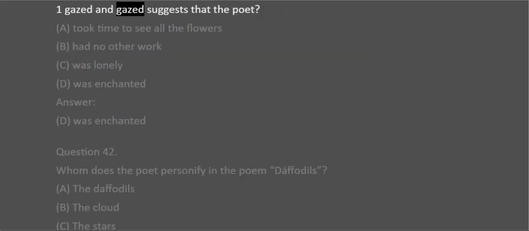Question 41. One gazed and gazed suggests that the poet A. Took time to see all the flowers, B. Had no other work, C. Was lonely, D. Was enchanted. Answer, D. Was enchanted.